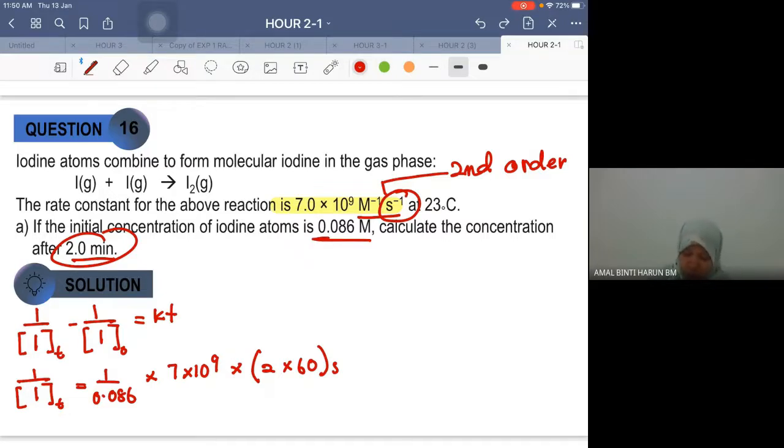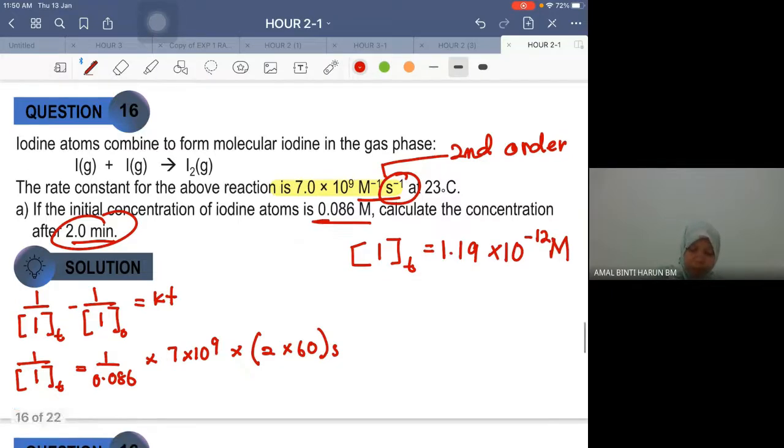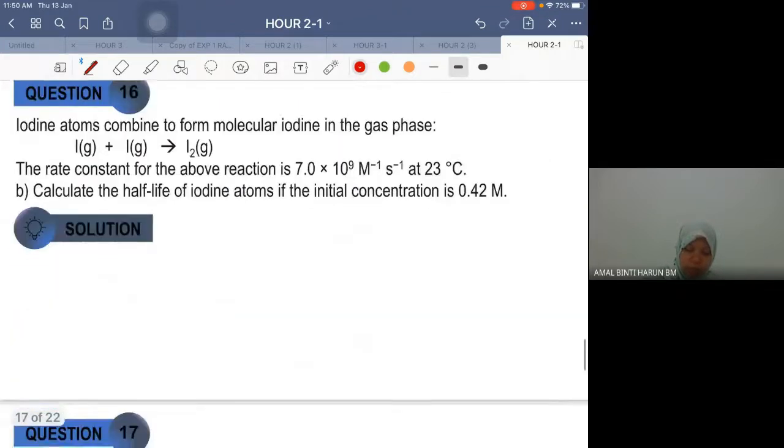Okay. So finally your answer is 1 over concentration kan. So you 1 over answer, you dapatlah 1 over iodine final concentration. That means the final concentration would be 1.19 eksponen negative 12 molar. I think this question is quite straightforward.